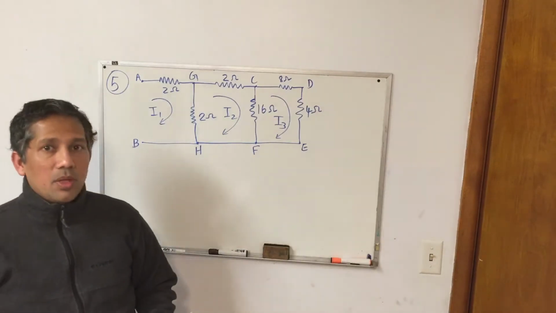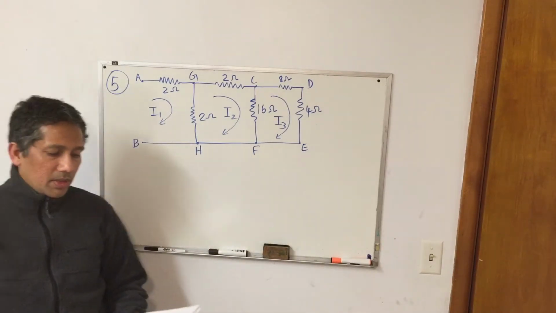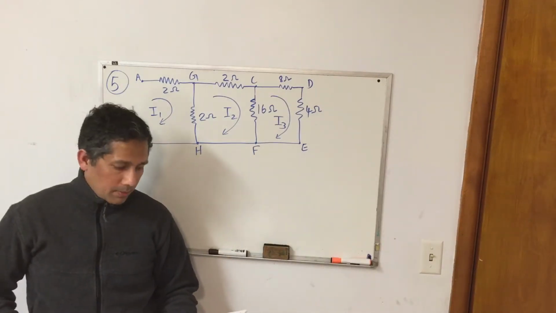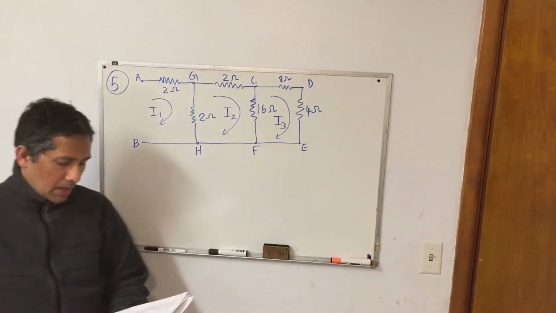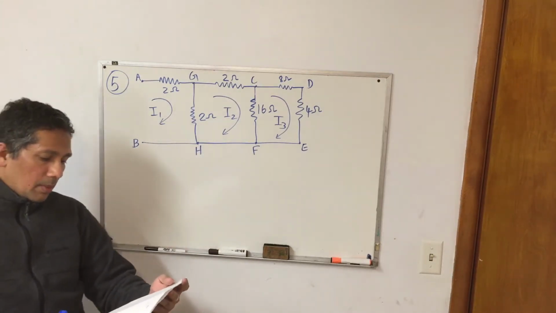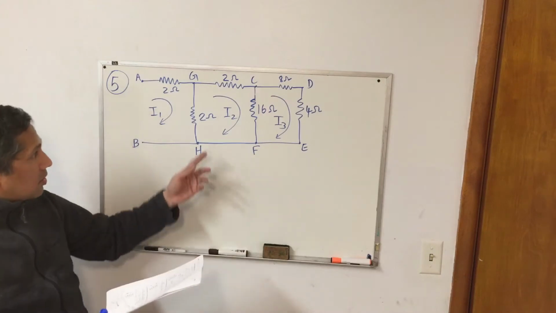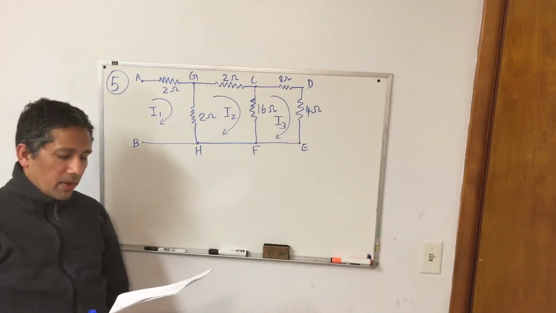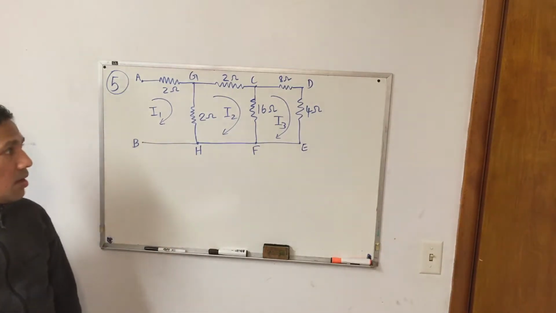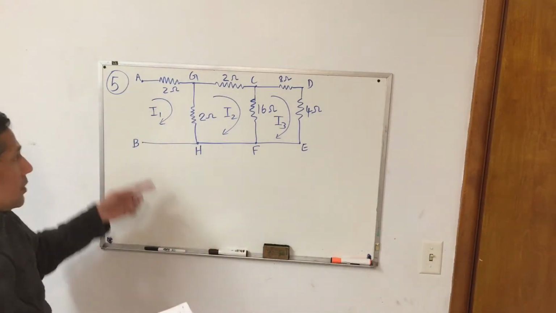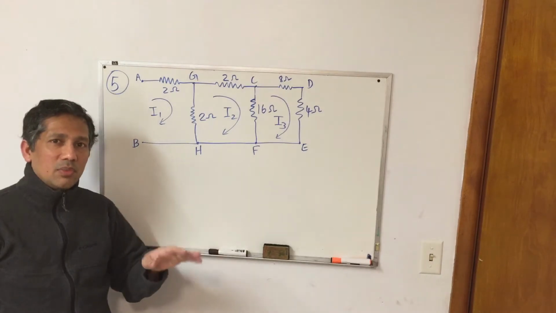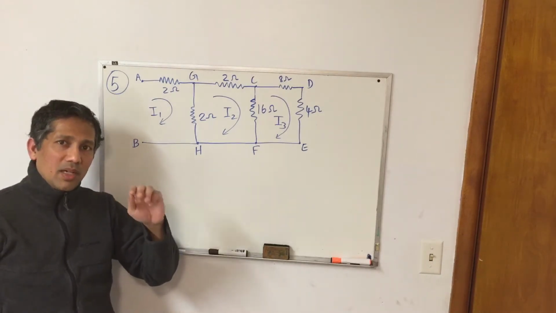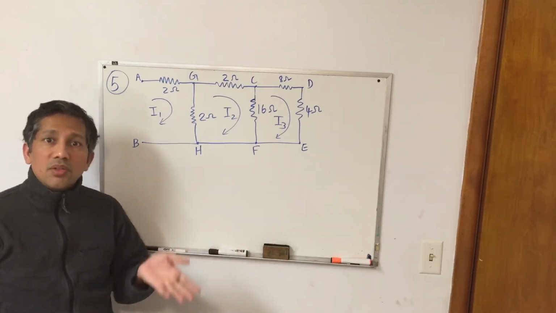Alright, so now let's do problem number 5, the last problem in the sequence of problems that I handed out. Let's read the problem. If the current in the 4 ohm resistor is 1.4 amperes, what is the magnitude of the potential difference VA minus VB? Now let's take a look at this problem.